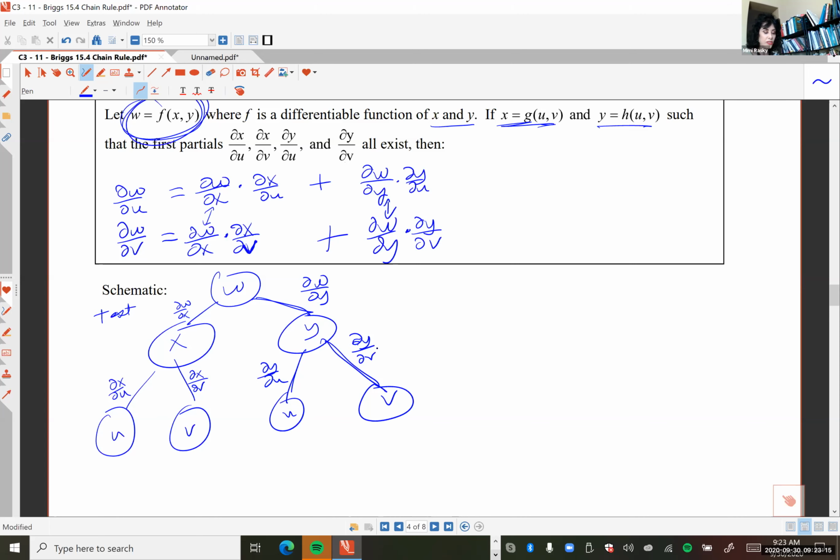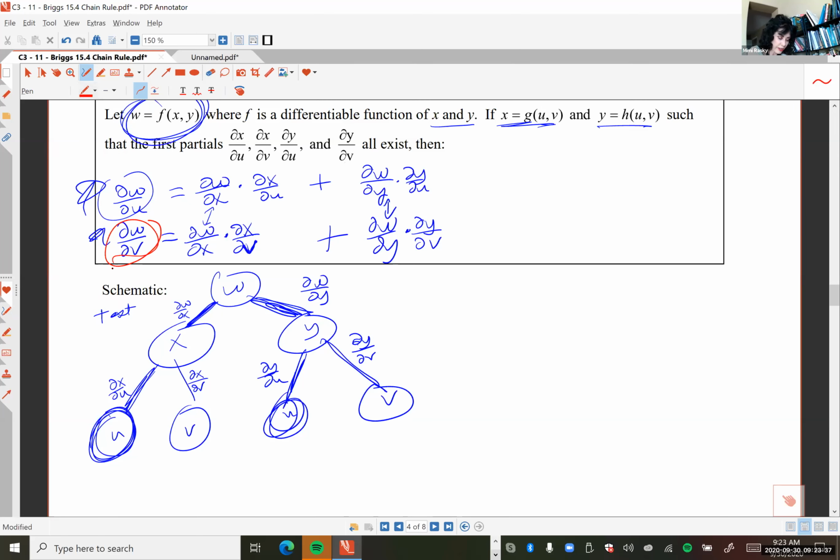Okay, and you can kind of see how these partials here in the theorem come to be. So if you're going to find dw du, you go this branch times this branch, so you get to the u, and plus this branch times this branch, so you get to a u also. And then the v is similar, but you try to get down to your independent variable v.